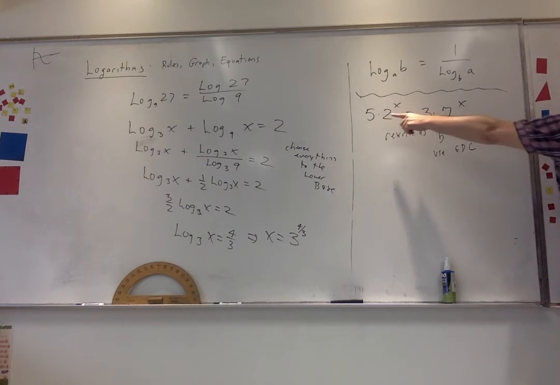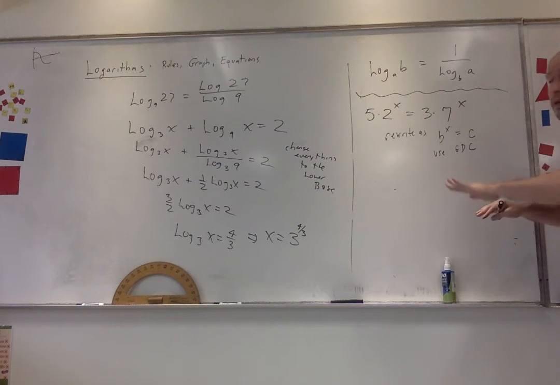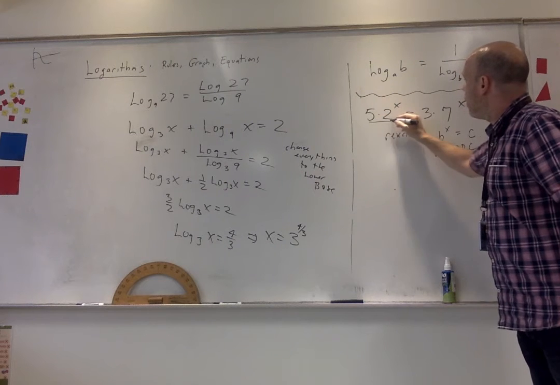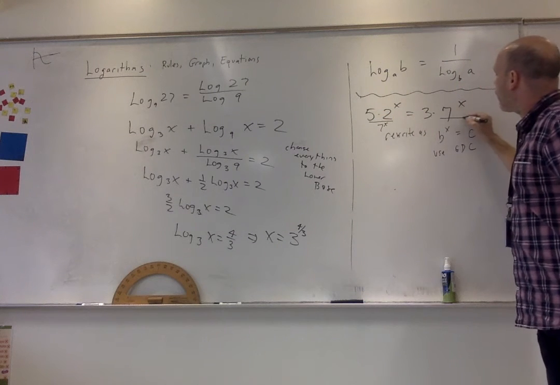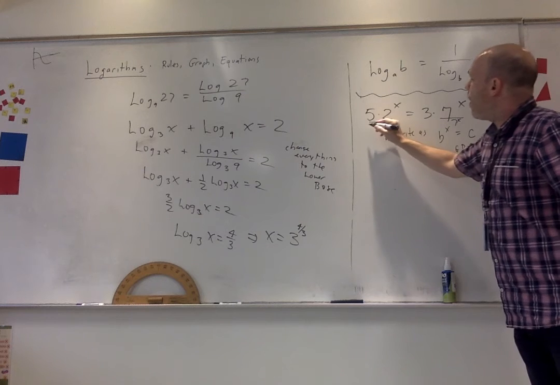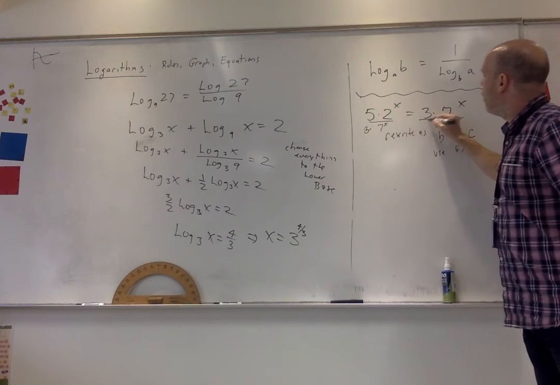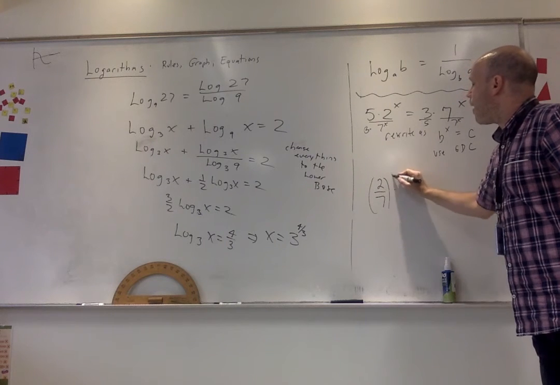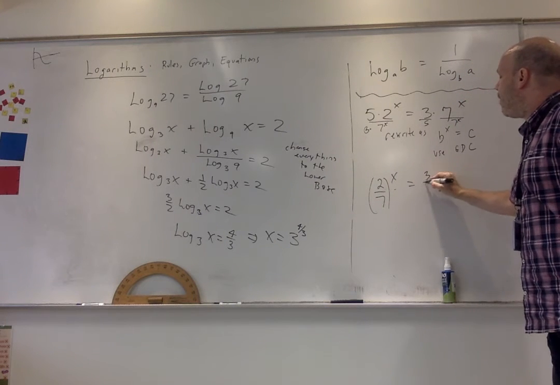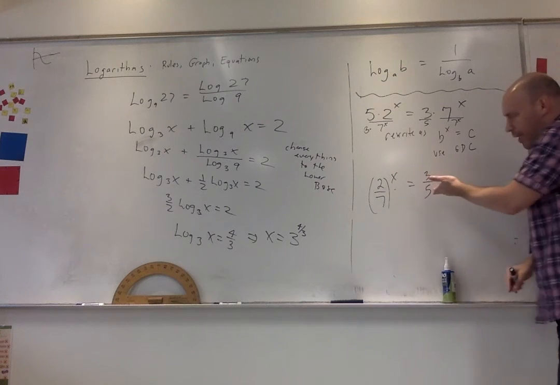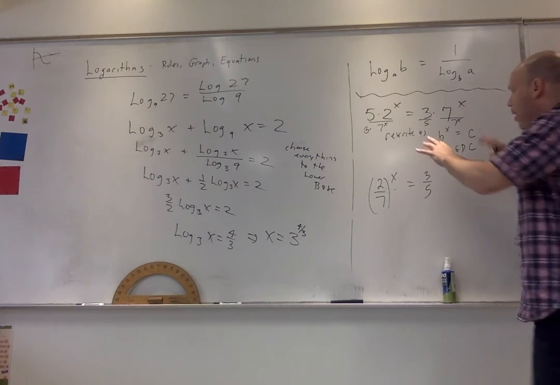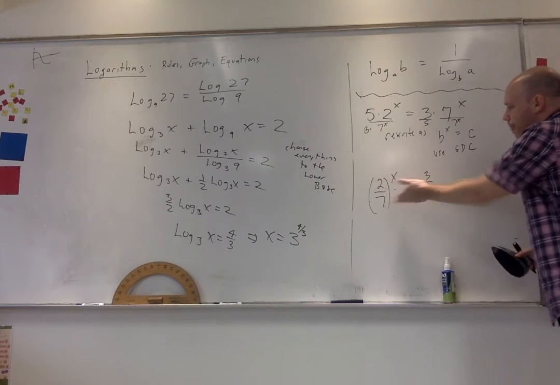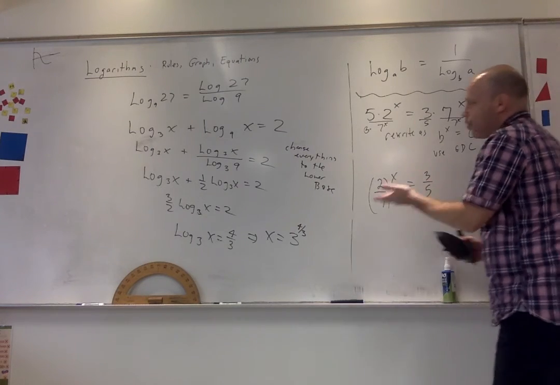So the question is, how do I transform this? It's easy. Just divide both sides by 7 to the x, and then divide both sides by 5. So you have (2/7) to the x equals 3/5. GDC problem. Once again, don't get weirded out. It's just algebraic manipulation. Let's look at another one.